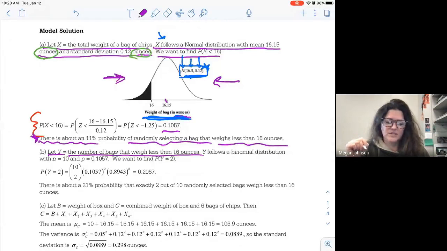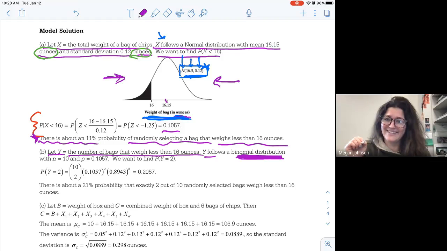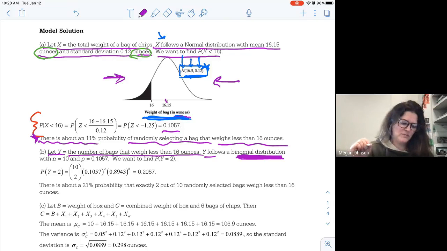Now you're talking about the binomial setting. So Y follows a binomial distribution. That phrase right there is important. College Board is going to want to see that you recognize that. Y follows a binomial distribution.